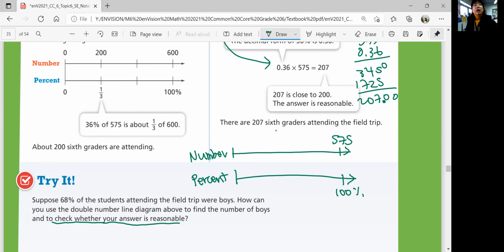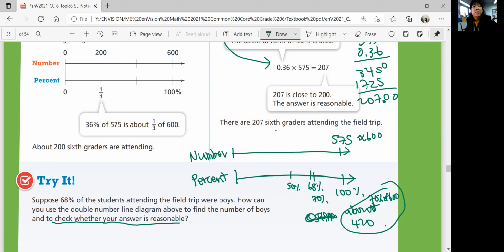But first, if 100% is 575, 68%, that's 50. 68% is close to 70%. So you can estimate this to 600 and find 70% of 600. 10% of 600 is 60. So 60 times 7 is 70%, right? So 420. Estimation is about 420. Okay, 70% of 600.